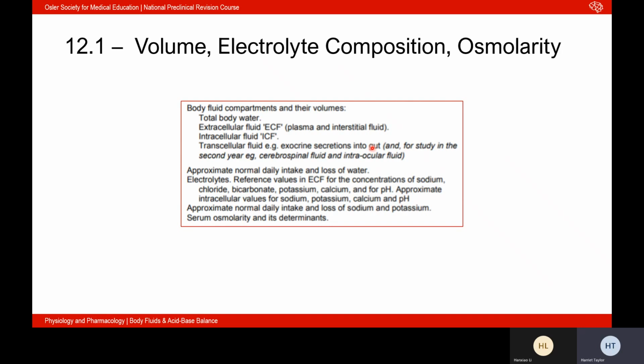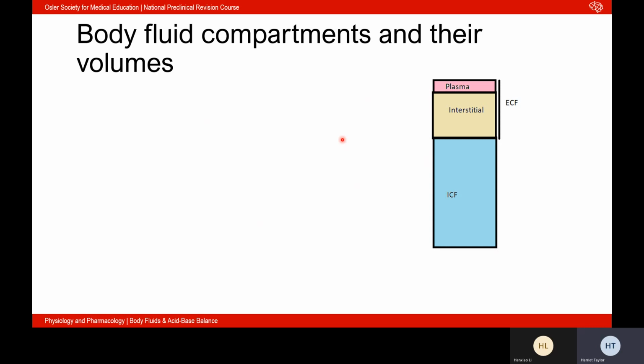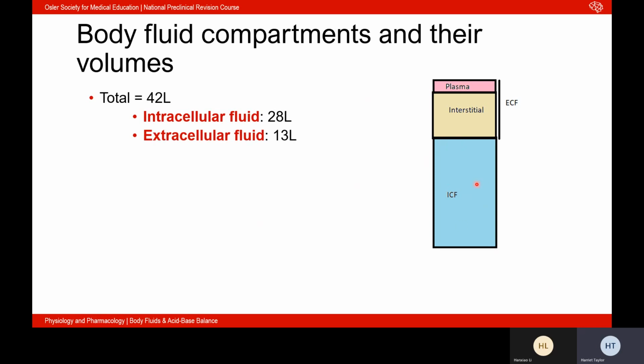So we'll start off with the basics about the volume and osmolarity. We've basically got three main compartments. We've got our plasma and our interstitial fluid, which is part of our extracellular fluid volume, and we've also got our intracellular fluid volume. Our total volume is 42 litres. Our intracellular is 28, so that's most of it. Then we've got our extracellular fluid, which is 13 litres, divided into the plasma and the interstitial. And then we've got transcellular fluid, which is one you mustn't forget because that's our extra 1 litre of fluid.